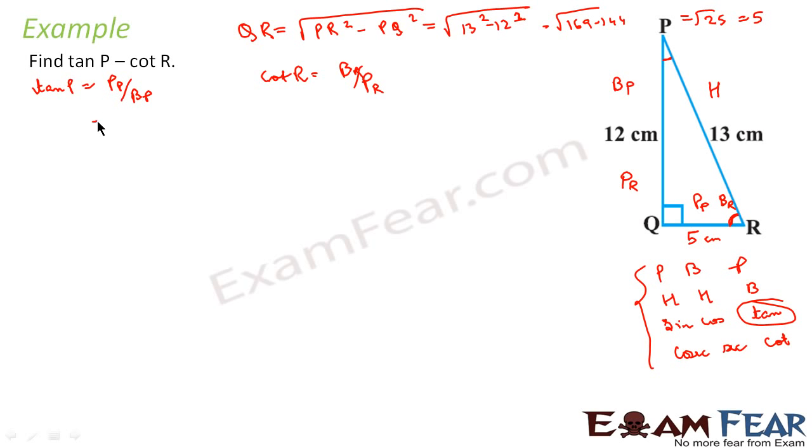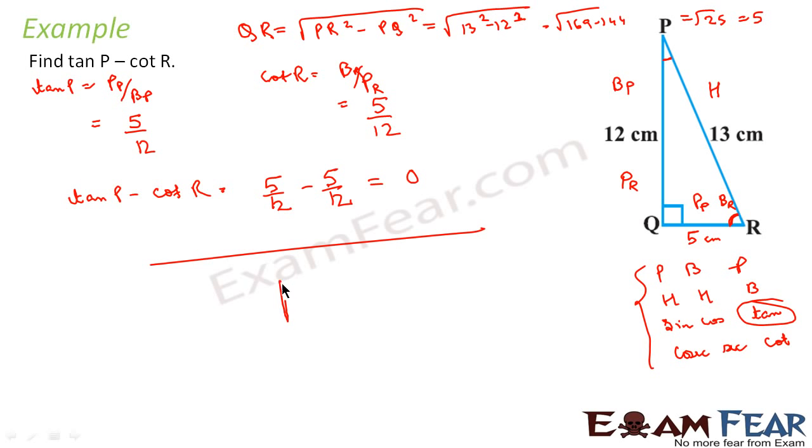So we'll find tan P. Tan P is perpendicular of P, that is 5, by base of P, that is 12. And cot R is base of R, that is again 5, by perpendicular of R, which is again 12. So 5 by 12, 5 by 12. We have to find tan P minus cot R. That is 5 by 12 minus 5 by 12, and that is equal to 0. And that is my answer.